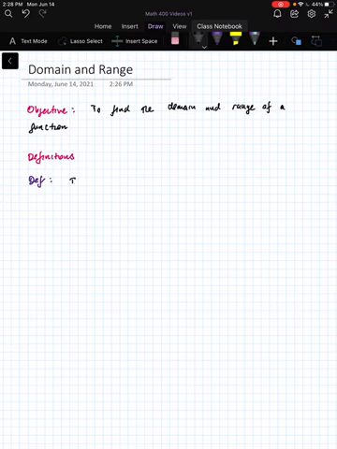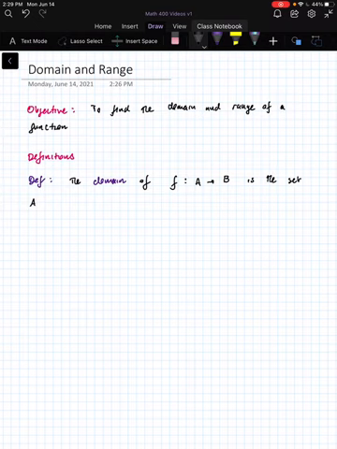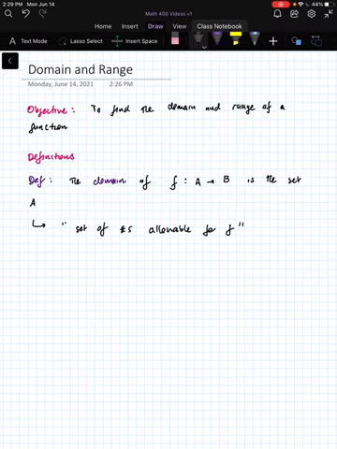So, the domain of a function f taking elements in A to elements in B is the set A. So that's the formal definition, but more generally what we're talking about is the set of numbers allowable for that function. So it's the set of all inputs that we can actually put into f.